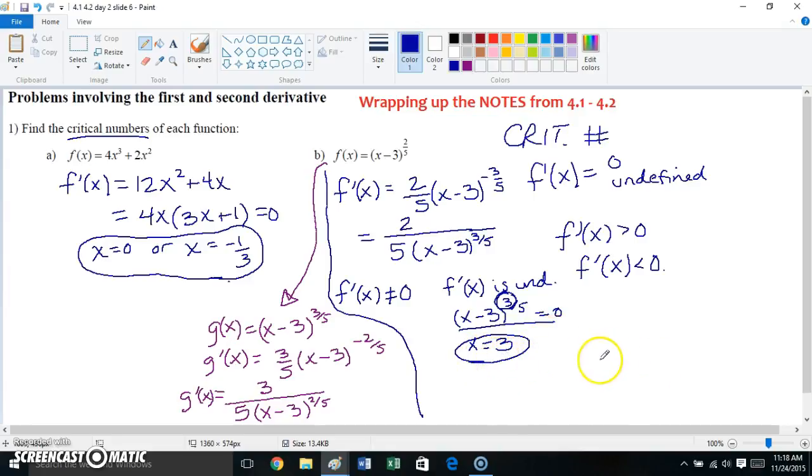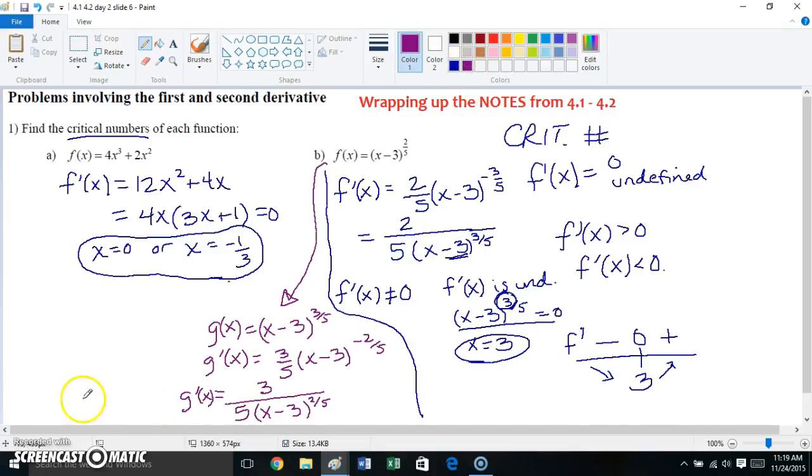And if we test that, if I plug in a value less than 3, like plug in 0, I'm going to have negative 3 cubed. That's going to be negative, and the fifth root of a negative is a negative. So this derivative is going to be negative to the left of 3 and positive to the right. So our function would be decreasing to the left and increasing to the right.